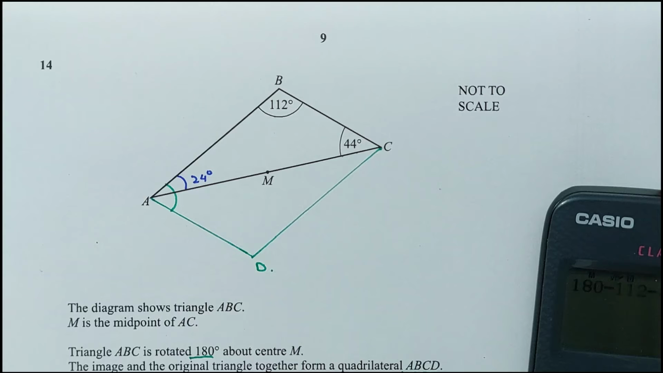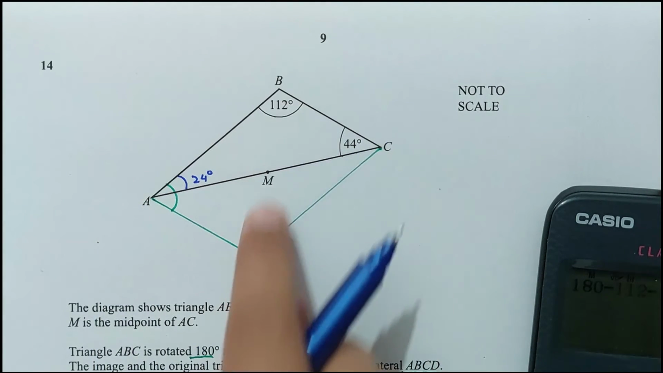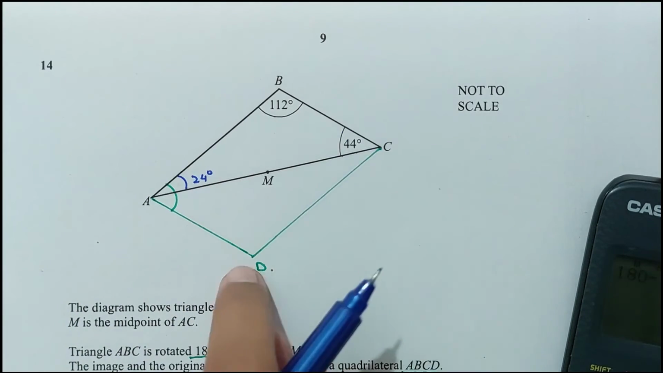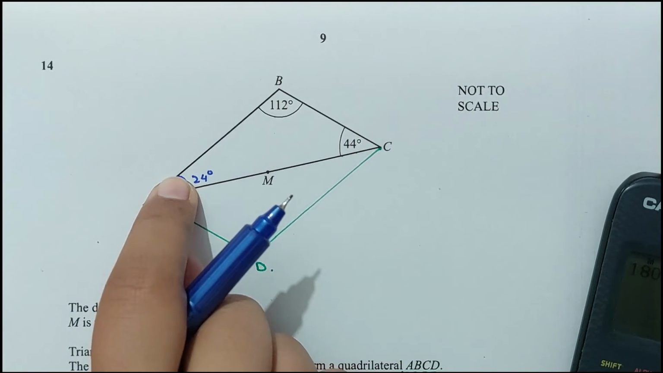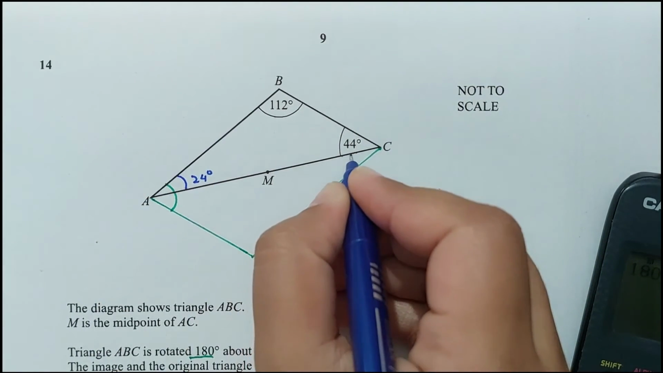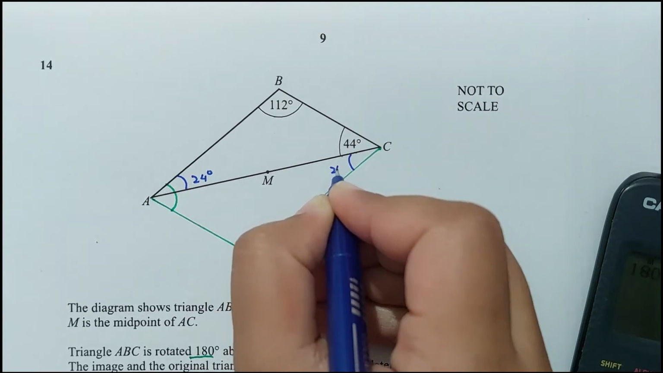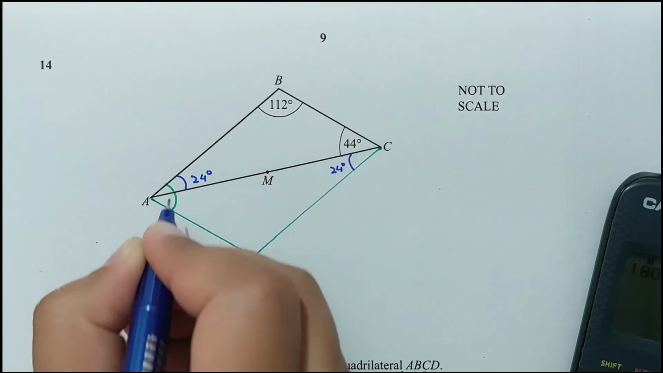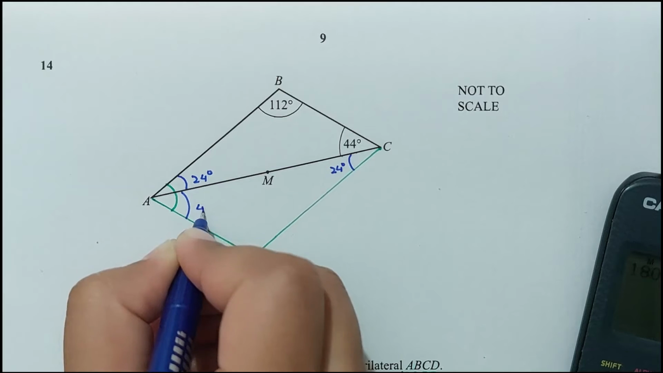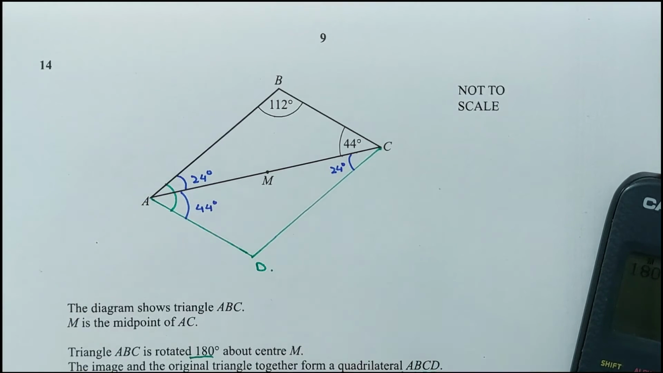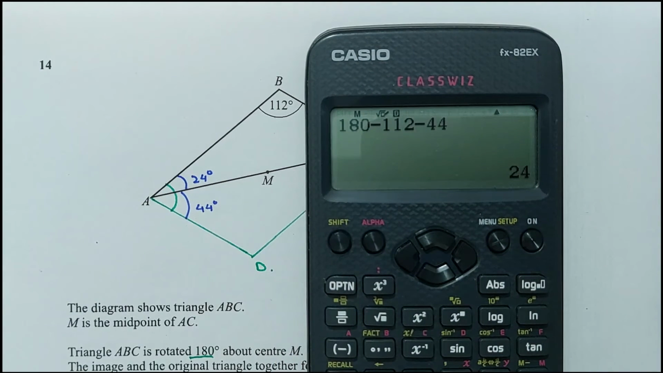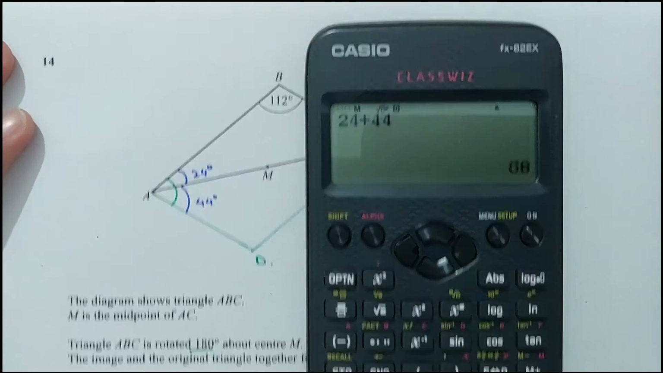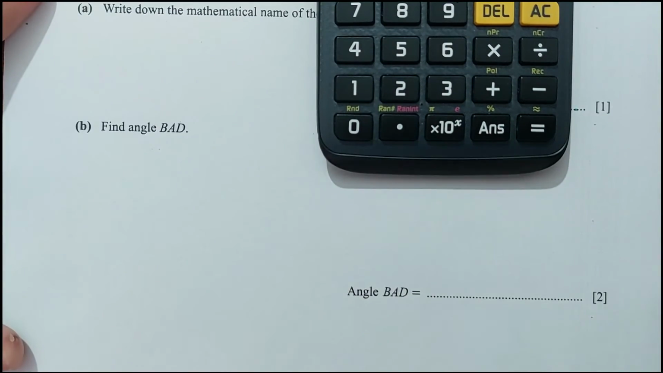Okay, and as we know, AB is parallel to CD. So when two lines are parallel, this 24 and this 24 are alternate angles and they are equal. This is 44, this is also 44. They are alternate angles, they are equal. So the angle BAD is going to be 24 and 44, that is equal to 68 degrees. I hope this is clear now.